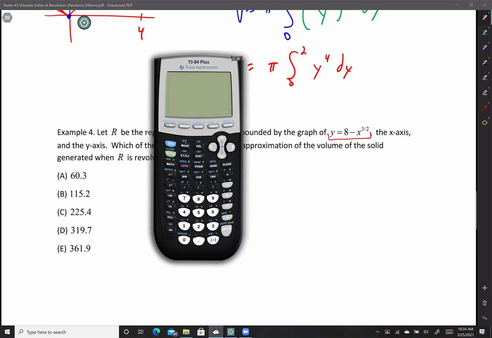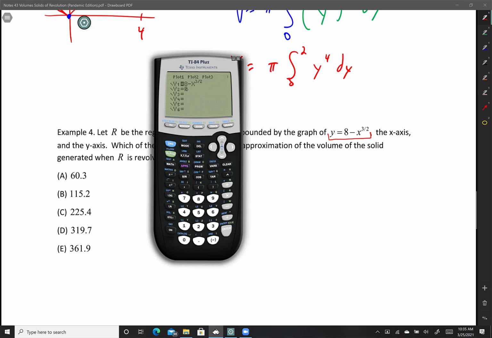So I'm going to go into my calculator. I'm going to push on. I guess the batteries were running low and it turned off on me. Guys, I'm kidding. There's no batteries on my calculator. It's an emulator, guys. Okay, I'll stop. 8 minus x to the 3/2. And hopefully, oh, I put a plus in there.